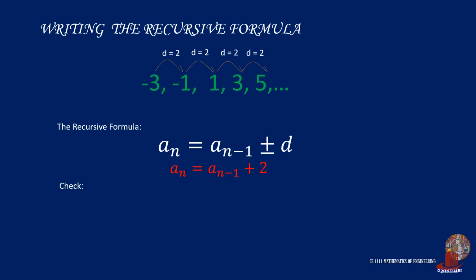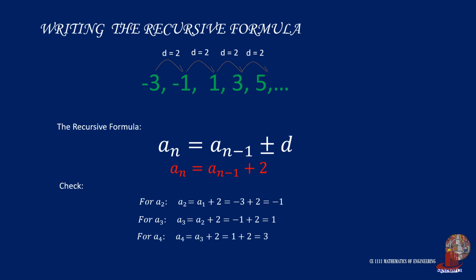So start with a sub 2, which is a sub 1 plus 2, or negative 3 plus 2, and that is negative 1. A sub 3 uses the same formula, which turns as negative 1 plus 2, resulting to positive 1. A sub 4 is 1 plus 2, and that is 3. And a sub 5 is 3 plus 2, or 5. All of which are values in our arithmetic sequence.